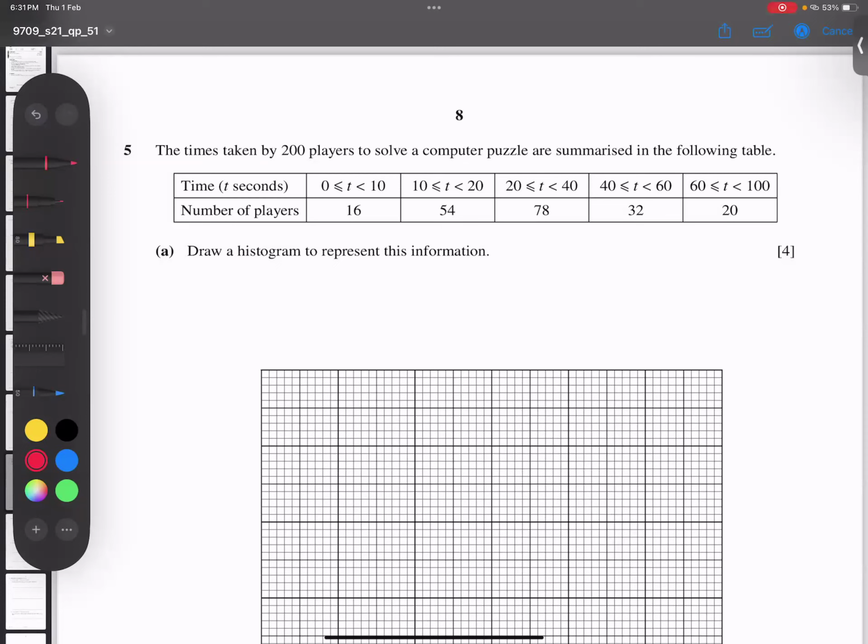The topic is a histogram and mean dot. First of all, look here. There's a time taken by 200 players to solve a computer puzzle, summarized in the following table. Histogram. So how do we draw a histogram, students?